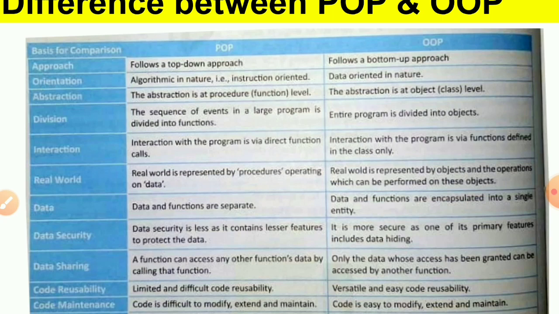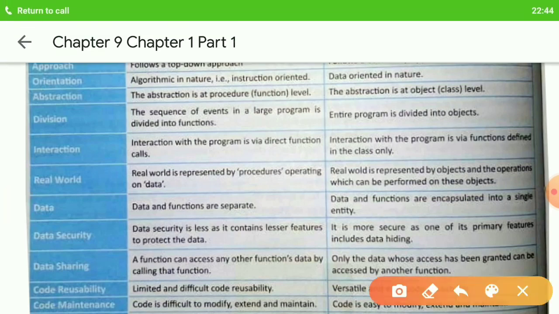In POP the abstraction is at the function level, whereas in OOP the abstraction is at the class level. That means the abstraction in POP is provided by the functions, whereas the abstraction feature in OOP is provided by the class.